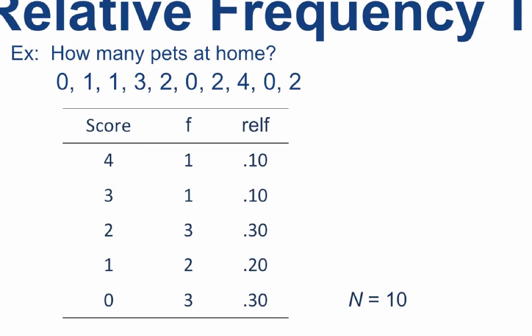For the score of 4 with a frequency of 1, 1 divided by 10 is 0.10. That is the first value of my relative frequency column. The score of 3 also has a frequency of 1, so it also has a relative frequency of 0.10. The frequency of 3 divided by 10 is 0.30. The frequency of 2 divided by 10 is 0.20, and for those who have no pets at home, those 3 people have a relative frequency of 0.30.